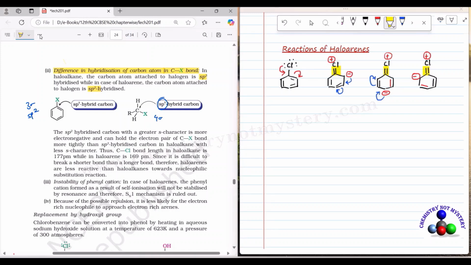The sp2 hybridized carbon atom has greater s character, is more electronegative, and can hold the electron pair of the carbon-halogen bond more tightly than the sp3 hybridized carbon in haloalkane with less s character. So when you compare sp2 hybridized carbon with sp3 hybridized carbon, in sp2 hybridized carbon the percentage of s character is 33%, while in case of sp3 hybridized carbon, there is only 25% s character. As there is higher s character, it is more electronegative. That's why the sp2 hybridized carbon can hold the electron pairs more strongly. That's why the bond length is shorter.